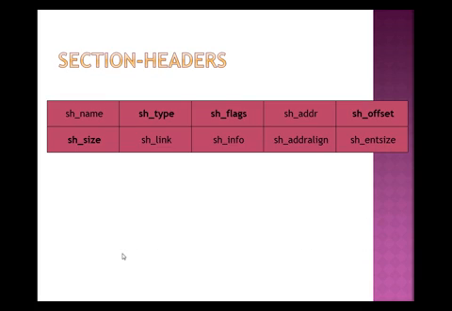Then there is a section header. In the section header, these are the fields that are used: sh_name, sh_type, sh_flags, sh_addr, sh_offset, sh_size, sh_link, sh_info, sh_addralign, then sh_entsize. So these are the different section header fields that are used in the program.